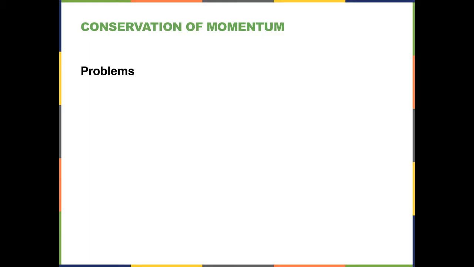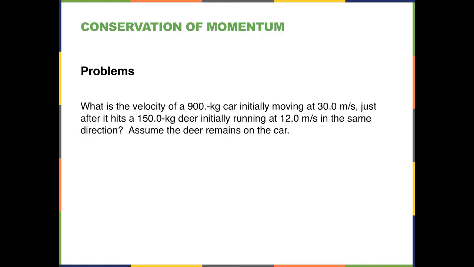So let's take a look at a couple of problems taking into account conservation of momentum and elastic collision. The first problem is primarily a problem to look at conservation of momentum. What we have is a 900 kilogram car that's traveling at 30 meters per second, and it hits a deer, 150 kilograms, that's running at 12 meters per second, and both are moving in the same direction. The question is, if the deer remains attached to the car, what is the velocity of both the deer and the car after the collision?